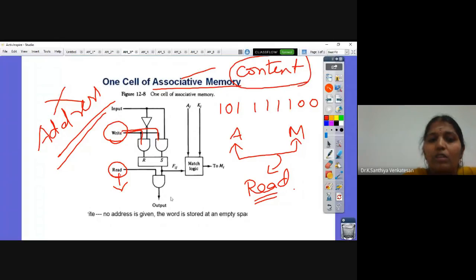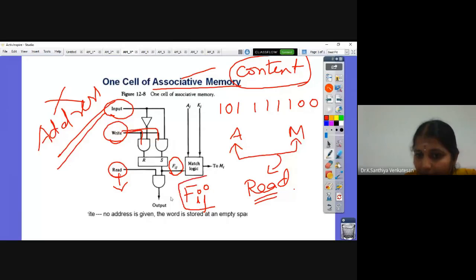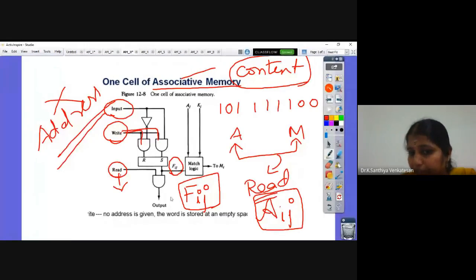Whatever data I'm searching for, I'll be giving it as input. Everything is stored in the memory cell, and the word is available in the memory as Fij. Fij is the bit of the particular word inside the memory. Similarly, Aij is the word inside the argument register. So whenever you want to check for matching, you need to check Aij with that of Fij.